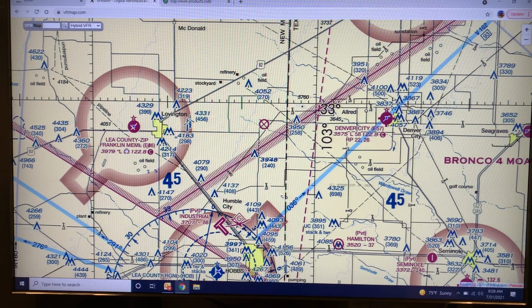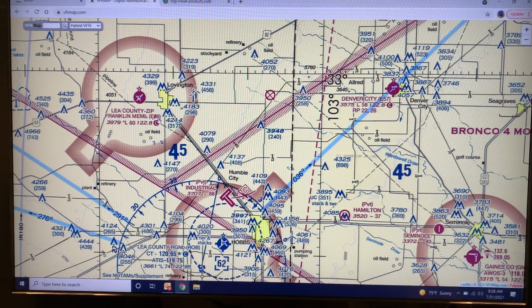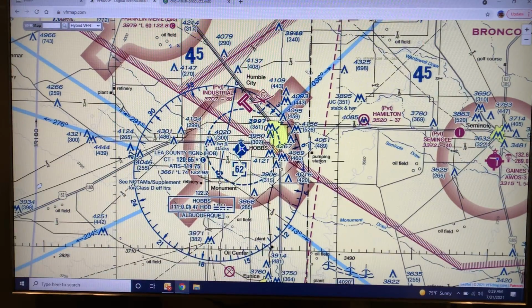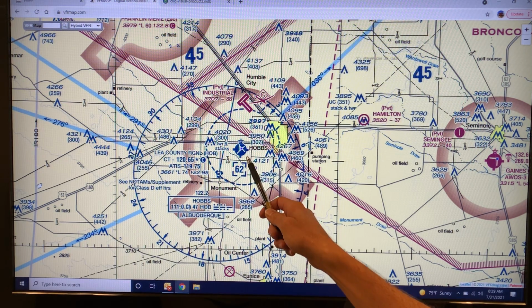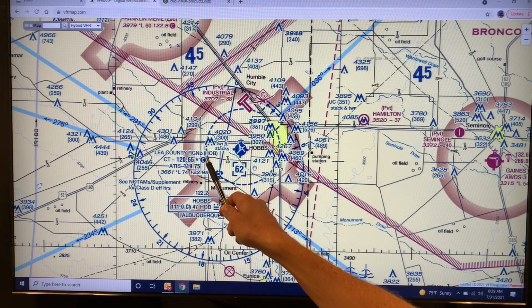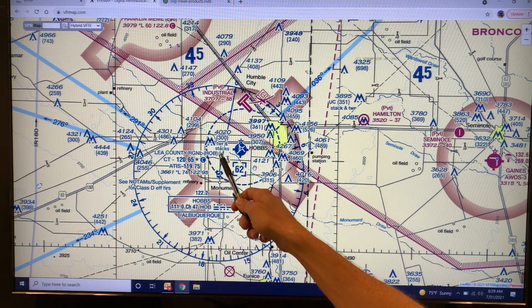Lovington, Lee County Zip Franklin Memorial is Echo 06. It doesn't have weather. It's not an ICAO airport, so you have these numbers. But bigger airports, typically they're larger, but not always, they will have a K implied in front of this, so HOB or KHOB.